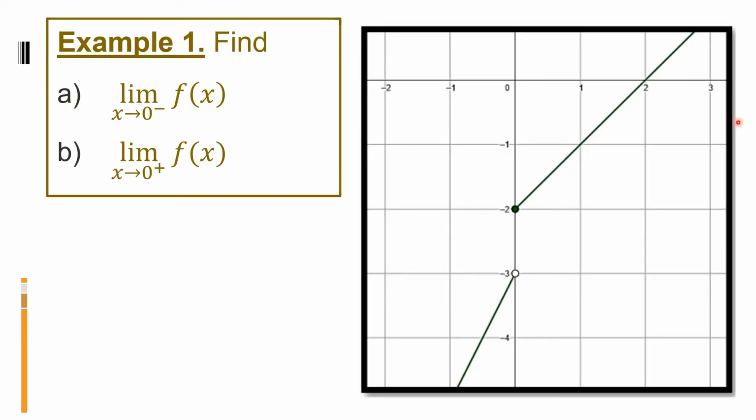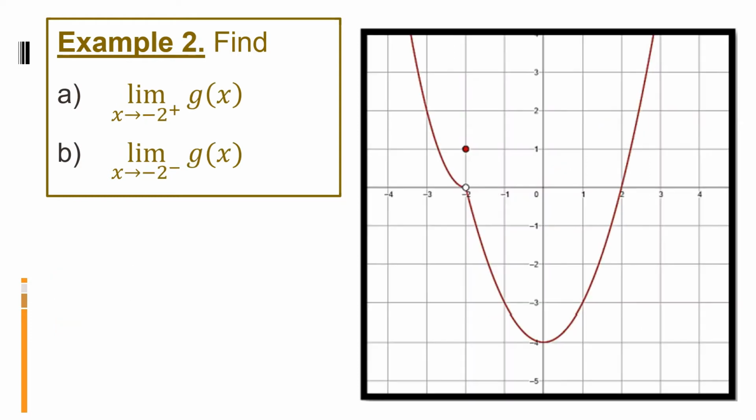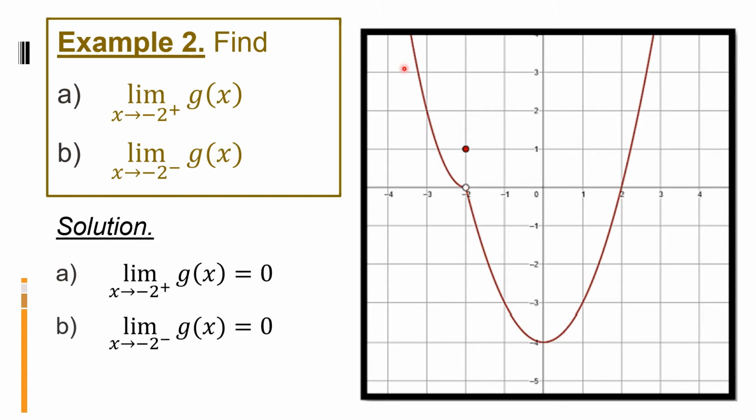Okay, given the graph, let's find the limit as x approaches 0 from the left of f of x and from the right of f of x. So, dito clear naman, from the left of 0, the limit is negative 3. And from the right naman, the limit is negative 2. So given the graph of g of x, let's find the limit as x approaches negative 2 from the right of g of x and as x approaches negative 2 from the left of g of x. So from the right, nag-approach siya into 0. Ngayon din from the left, ang ina-approach din niya is 0.